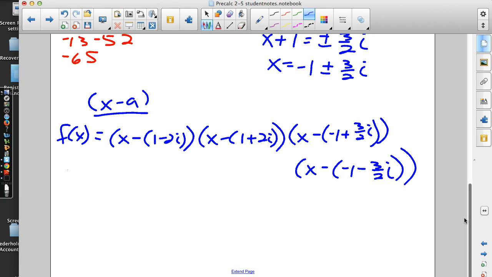The good news is we don't have to prove this by multiplying that all back together. That's the good news. You know, we already went through the process of finding the zeros, and this is it.